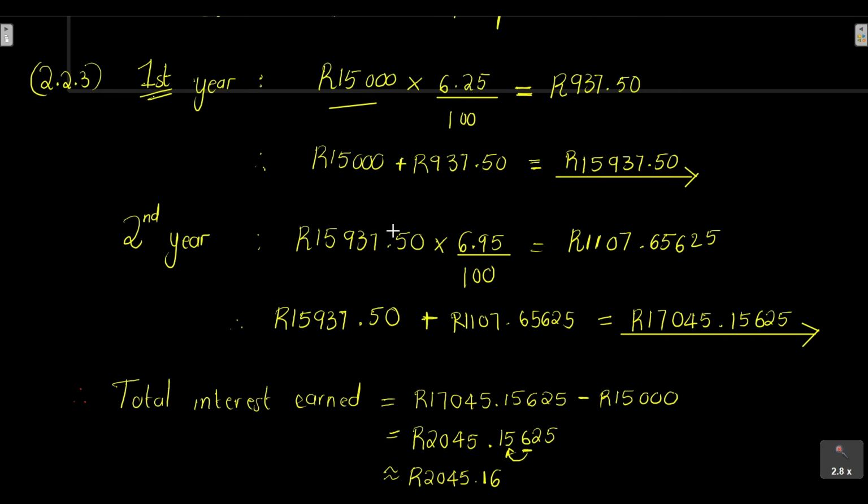Another important point here: another way you could have done this to determine the total interest that he earned is to just add this 937.50 plus the interest that he earned in the second year. That is another way that you could have approached this question.